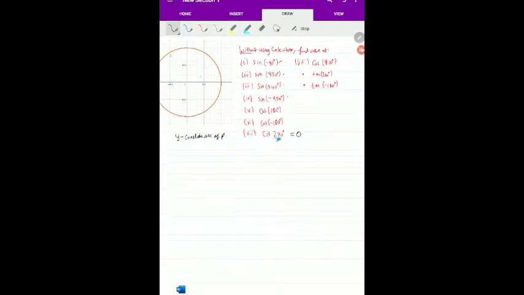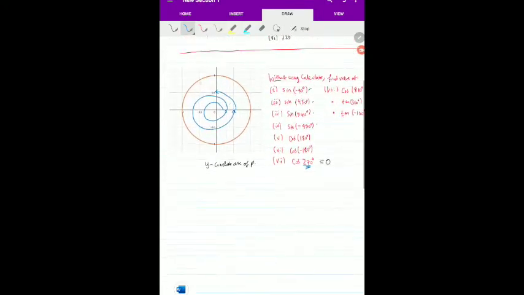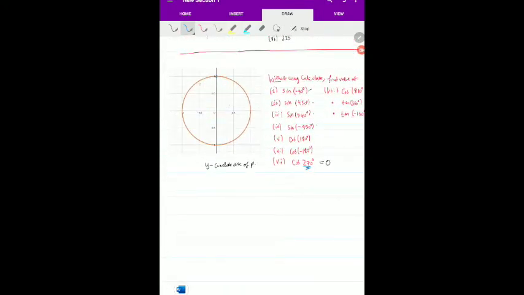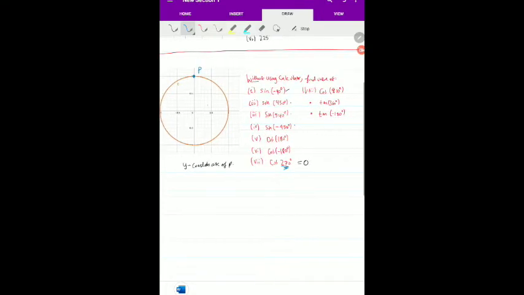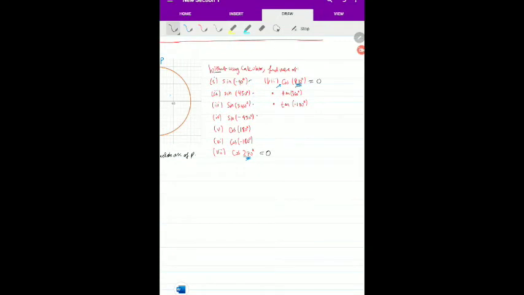Cos of 810, so go all the way around, that's 360. Go all the way around again, that's 720. So this right here is going to be 810. So 810 is completely equivalent to just going 90 degrees anti-clockwise. So this point P represents 810 degrees. The x-coordinate of P is cosine of that angle, but the x-coordinate is 0, right? And so this is equal to 0.